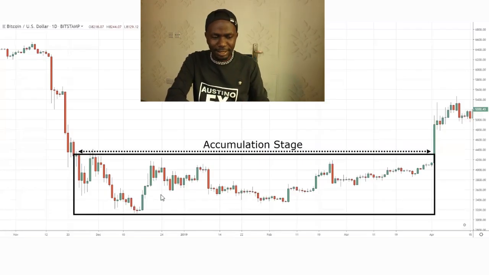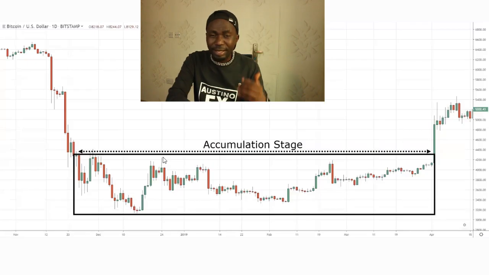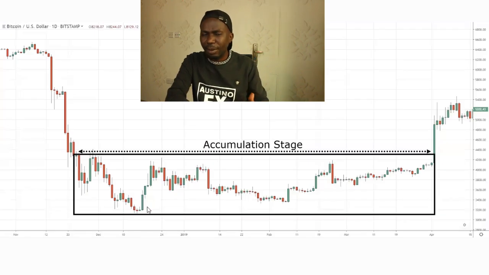So in this case, the buyers and the sellers are in equilibrium. That is to say, the buyers and sellers are exchanging prices. If the market comes to the resistance level, which is at this top, the sellers will take their sell trade and push the price down. And when the price comes to this low, which is the support level, the buyers will step in, take their buy trade, and the market will push up. And this is what will happen.